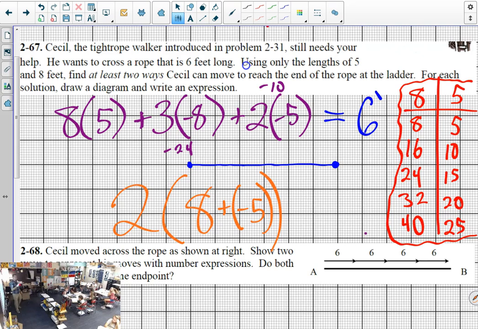What's my net move if I go 8 forwards and 5 backwards? Or if I give you $8 and then I take away 5? 3. What's 2 times 3? 6. Here's the easiest way. So moving on to 68.